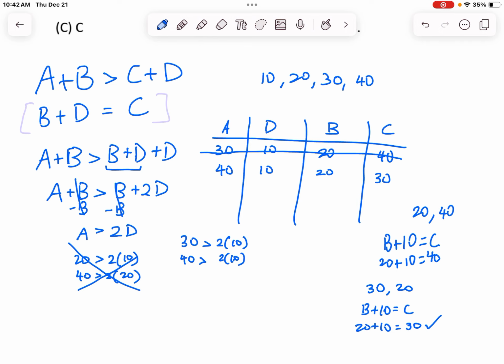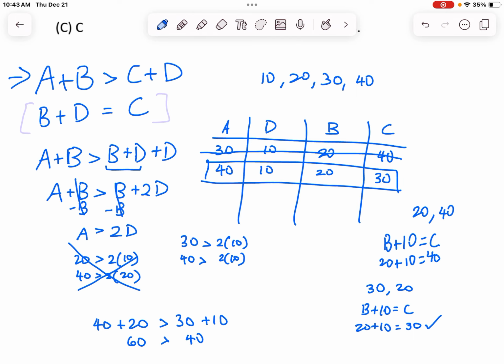And let's just plug it back into this first one right here so that we can check if it still works. A is 40 plus B, which is 20, is greater than C, which is 30, plus D, which is 10. 60 is greater than 40. That is true. And we already know that B plus D works because we used that to get the answer. So therefore, this is the possible combination for the masses of the balls.